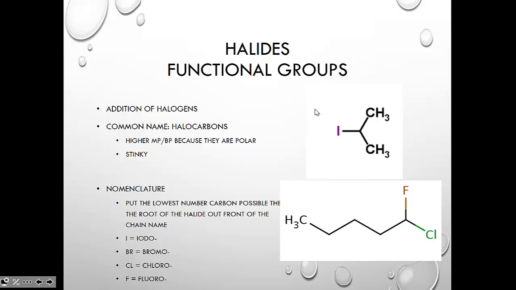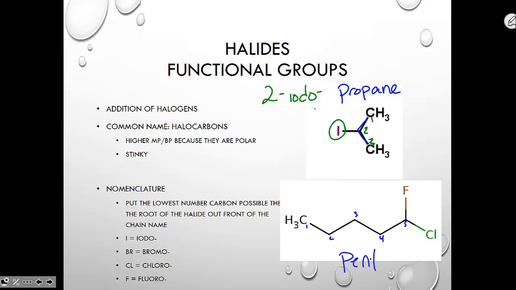So for this first example, our longest chain of carbons contains 3 carbons, so we would say this is prop. They're all bound by a single bond, so this is propane. And we have this iodine that comes off of carbon 2. So we would say this is 2-iodopropane. In this next example, we have 1, 2, 3, 4, 5 carbons.